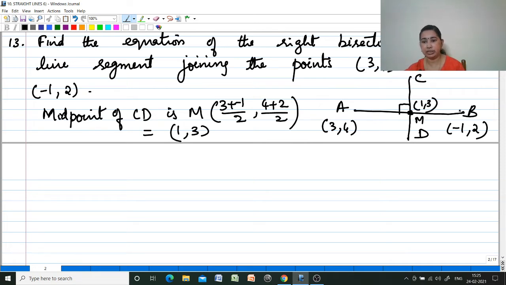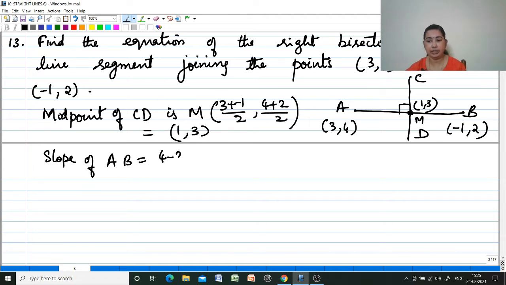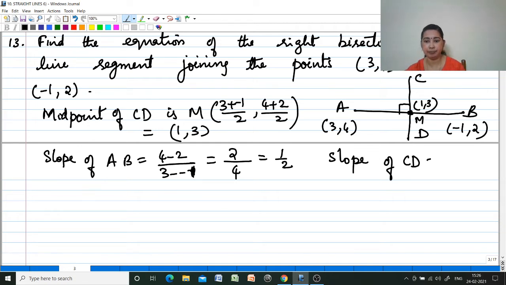Then we have to find out the slope of AB, because the slope of CD we can find since it is perpendicular, so negative reciprocal. So slope of AB is equal to y2 minus y1, 4 minus 2 by 3 minus minus 1, and that is 4 minus 2 is 2 divided by 4, which is equal to 1 by 2. So the slope of CD is the negative reciprocal, slope of CD is equal to minus 2.